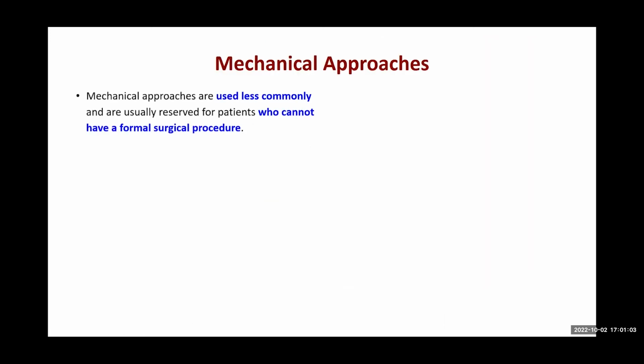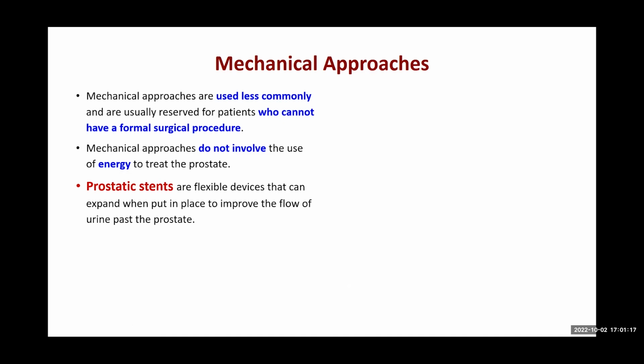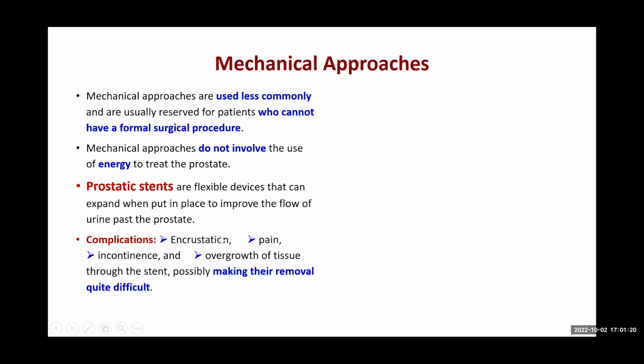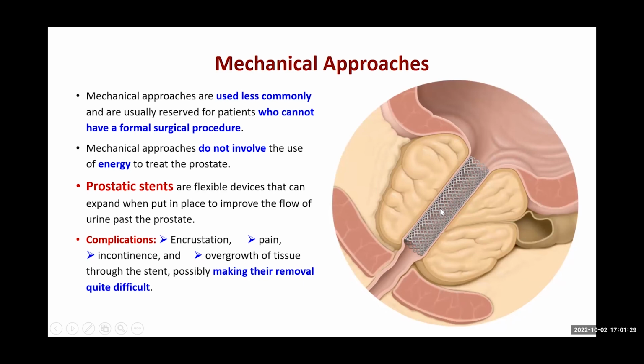Okay. Then we have mechanical approaches, which are used less commonly and are usually reserved for patients who cannot have a formal surgical procedure. They do not involve the use of energy. Prostatic stents is one of them. They have certain complications like encrustation, pain, incontinence, and overgrowth of tissue. So this is a stent. It might remind you of the stent that is placed in coronary arteries in angioplasties, but the problem is that the tissue can go through these holes into the urethra. All right. So again, less commonly used.